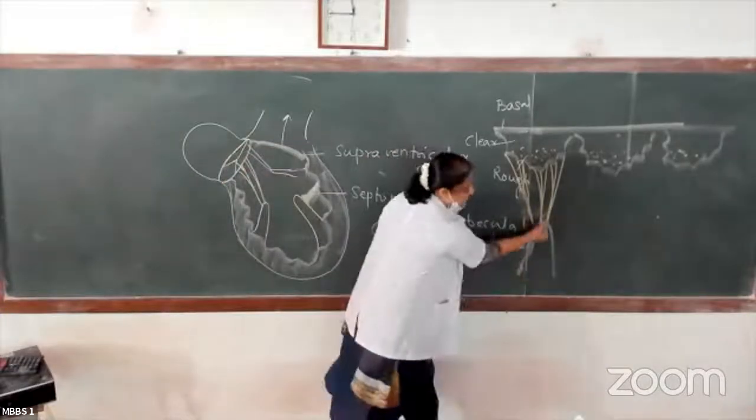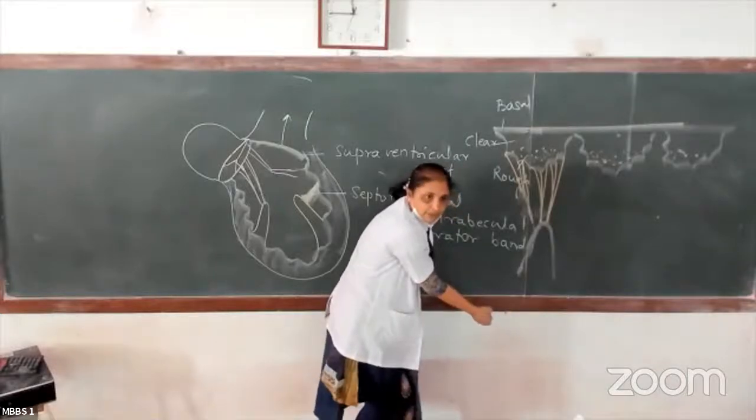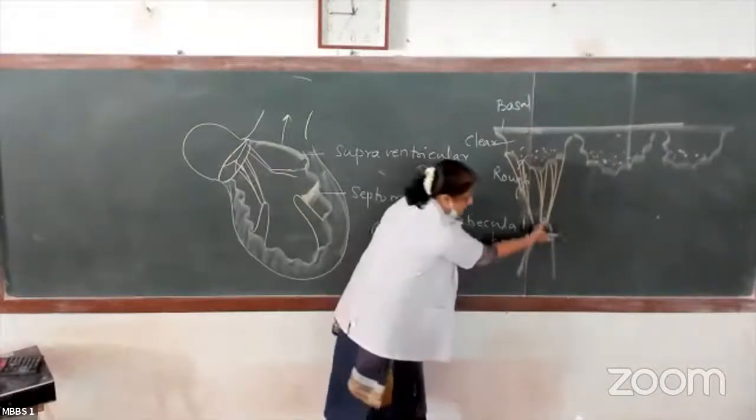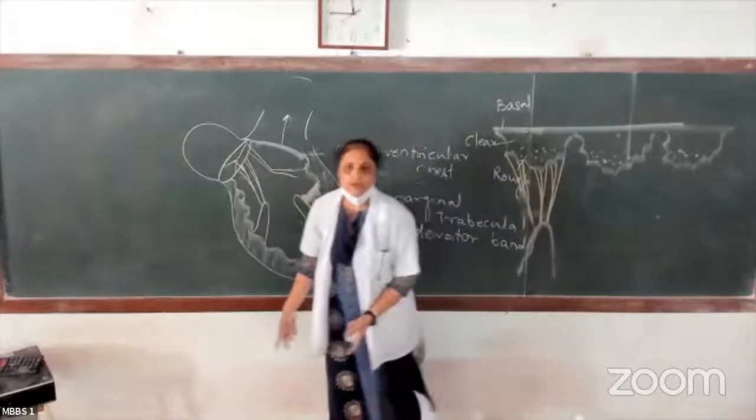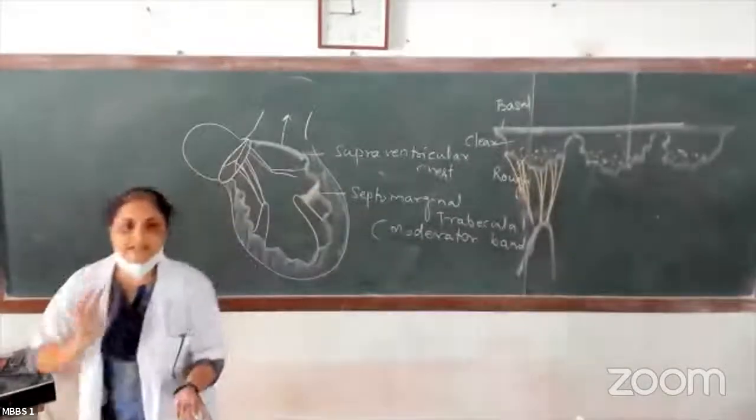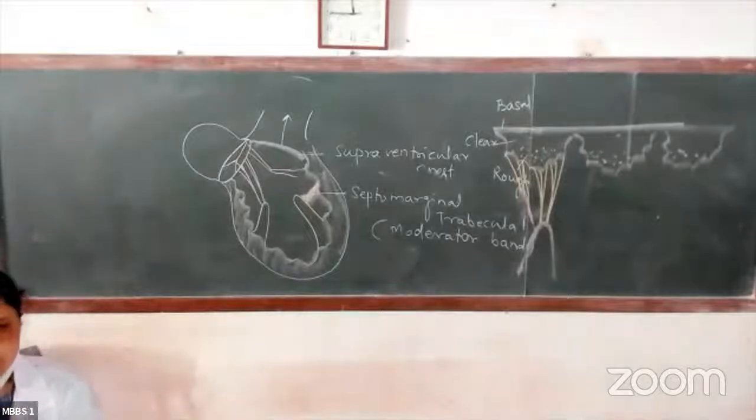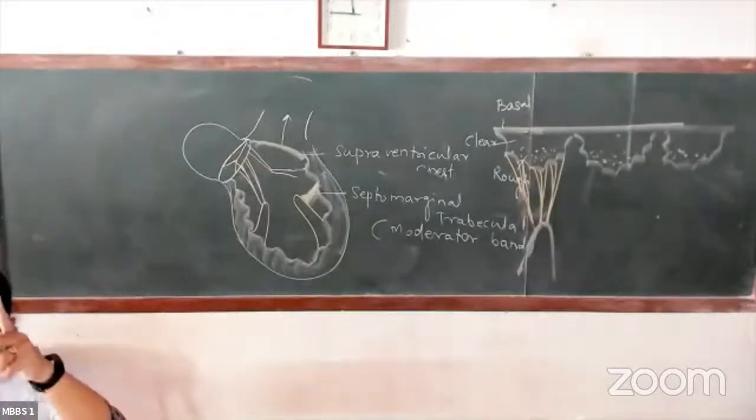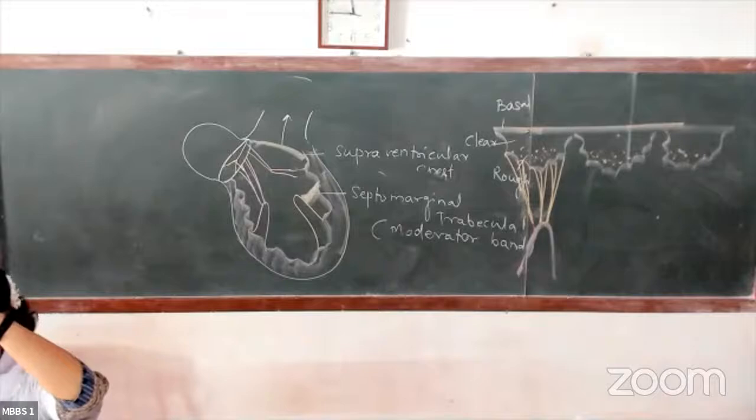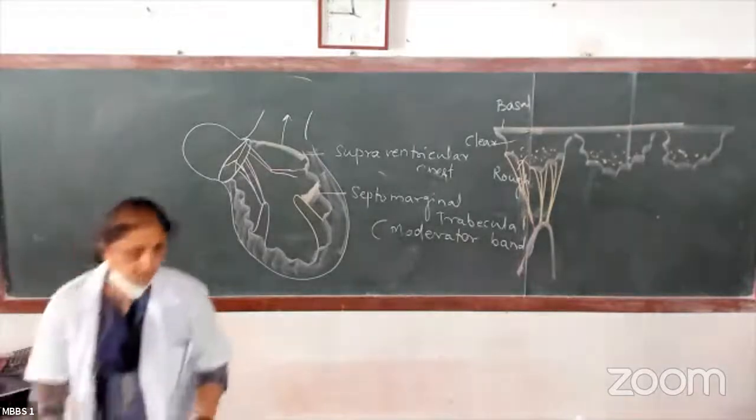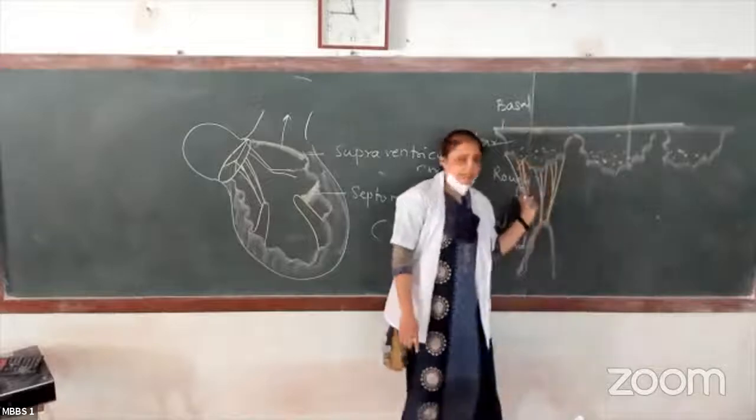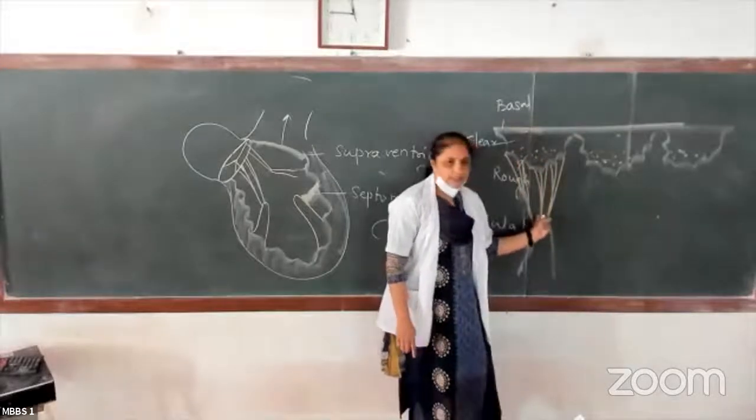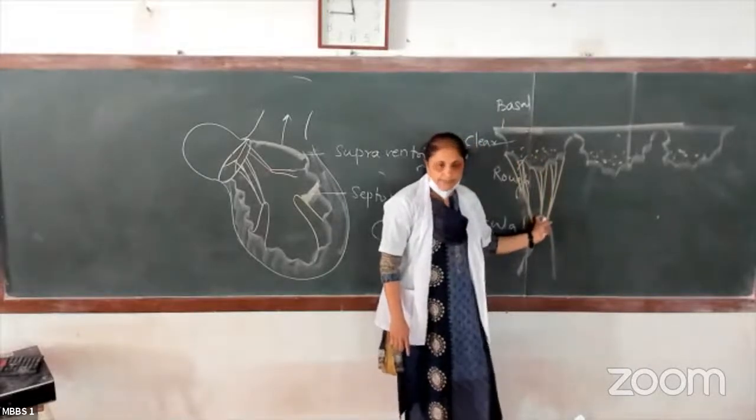Whenever the papillary muscle contracts, what will happen? The cusp is opened, and the blood will flow inside the ventricle. When the muscle relaxes, the chordae tendineae relax and the cusp will be closed. So this area is rough because of the attachment of the chordae tendineae, which come together and get attached to the apices of the papillary muscle.